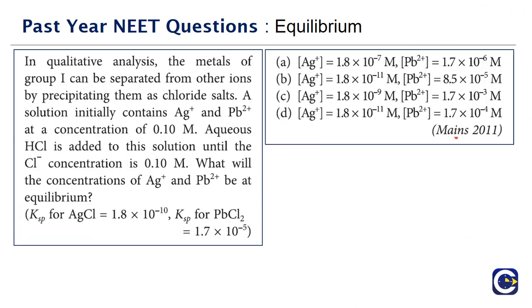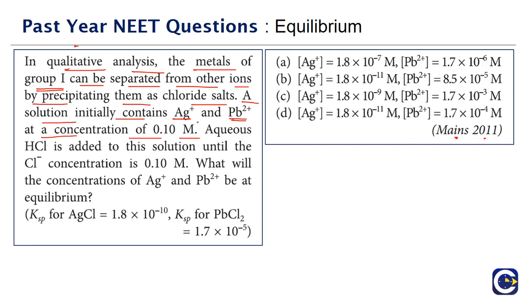Let's look at another question. This has come in the Mains paper 2011. In the qualitative analysis of metals of group 1, we're talking about the transition metals that can be separated from other ions by precipitating them as chloride salts. So the classification of group 1 is based on the qualitative analysis. A solution initially contains Ag+ and Pb2+ at a concentration of 0.1 molar.